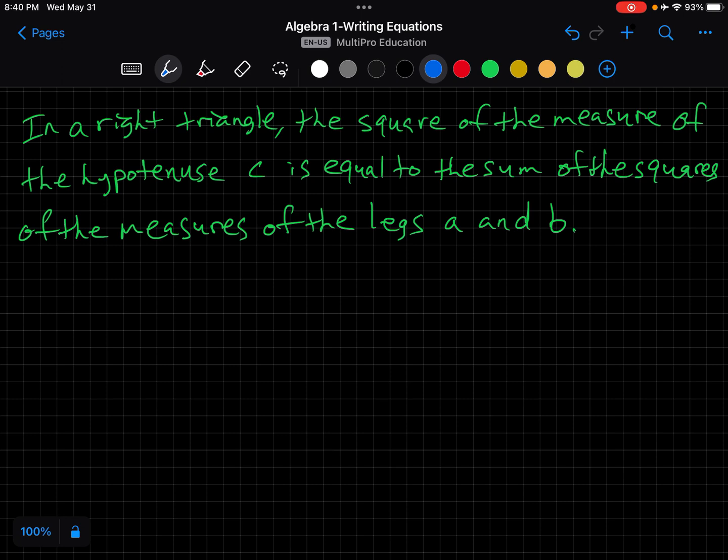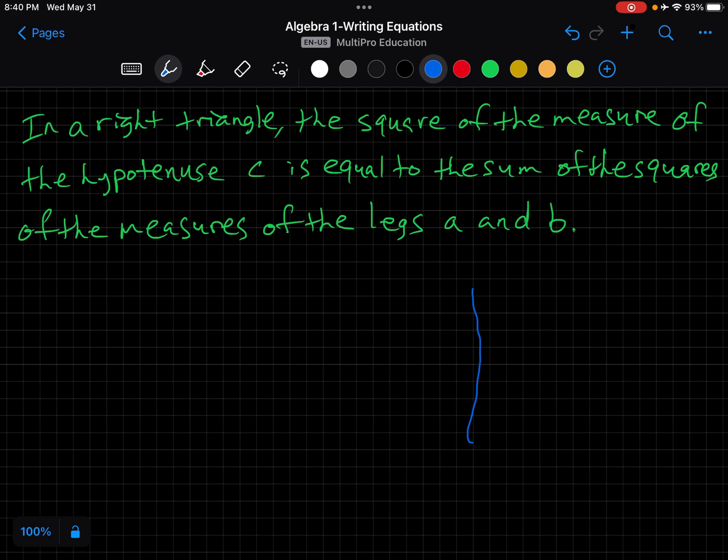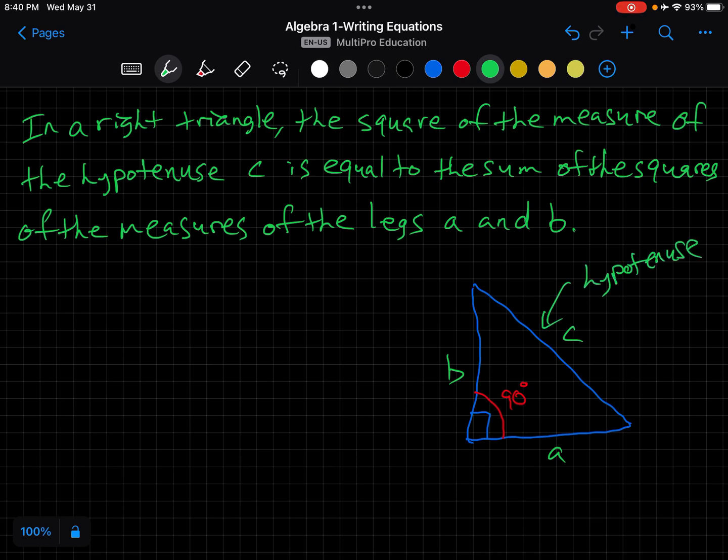Alright, let's draw this triangle. So what is a right triangle? Let's draw as best as we can a right triangle. So a right triangle has a 90-degree angle here. So we draw that by drawing the box. This is 90 degrees. Okay? And let's say that this is length A and this is length B. And this is length C. This is the hypotenuse. It is the longest part of the triangle. So C is longer than A and B. Okay?